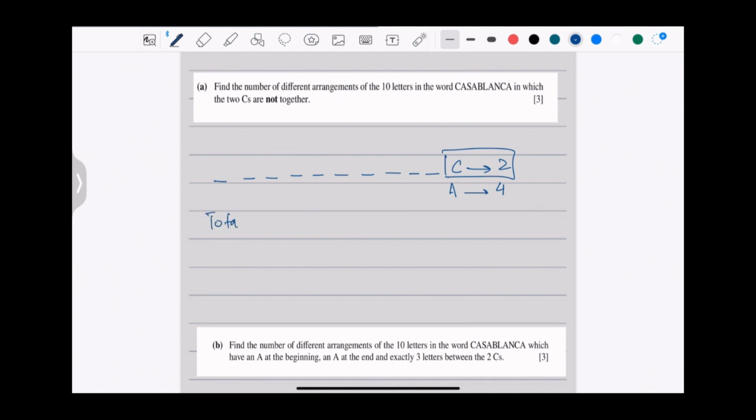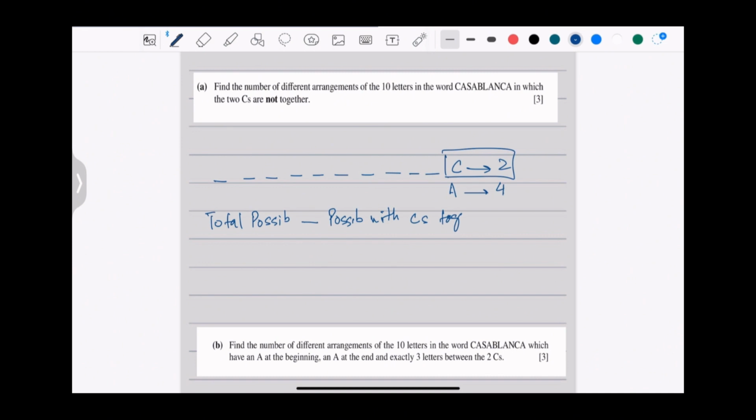total possibilities minus possibilities with C's together. From the total possibilities, if I subtract all the possibilities where C's are together, it will give me all the possibilities where C's are not together.